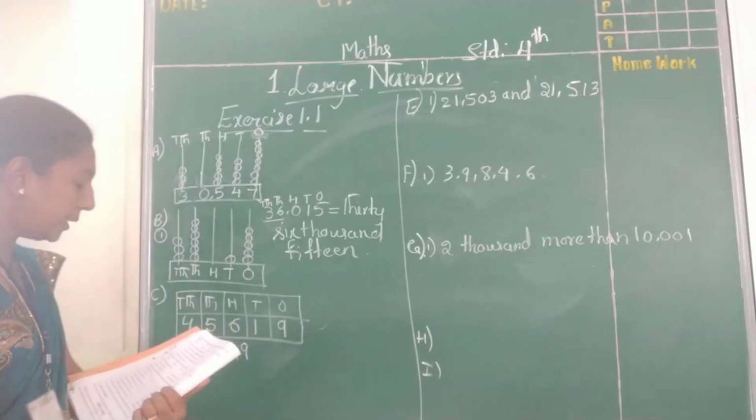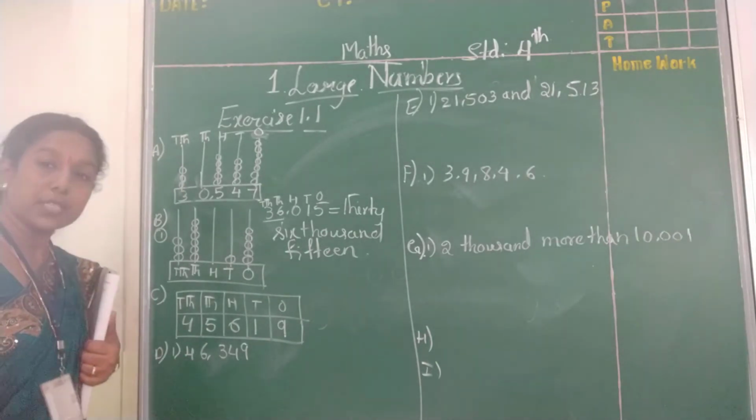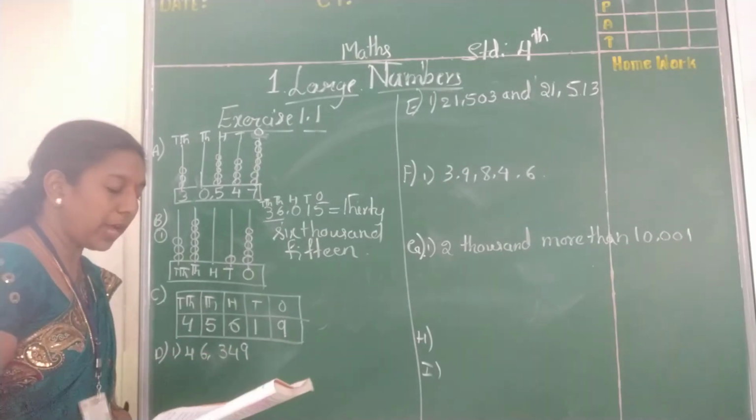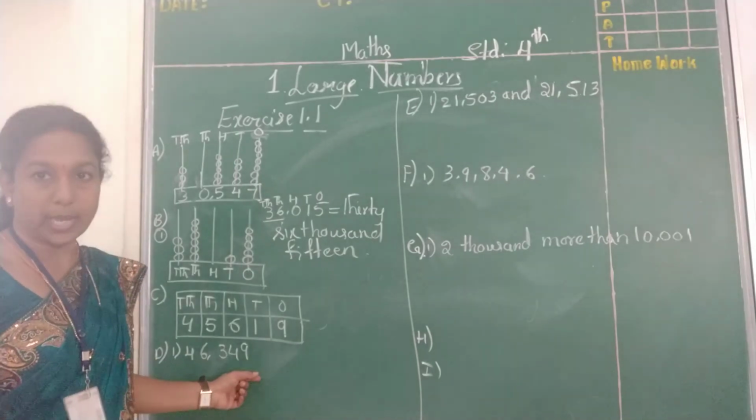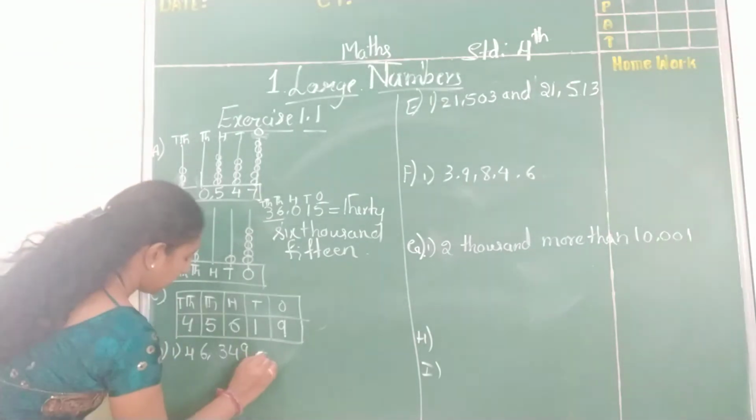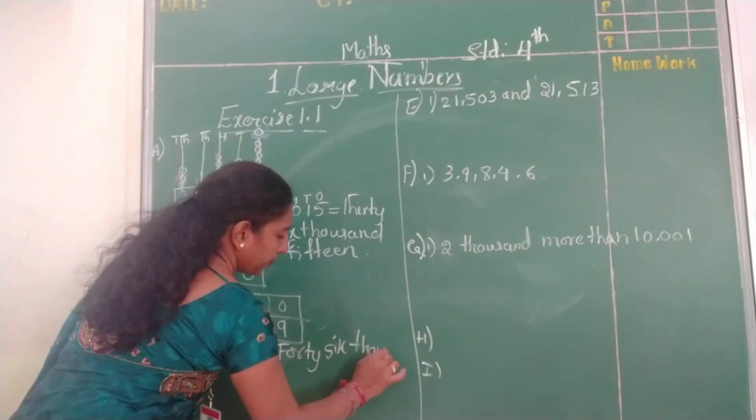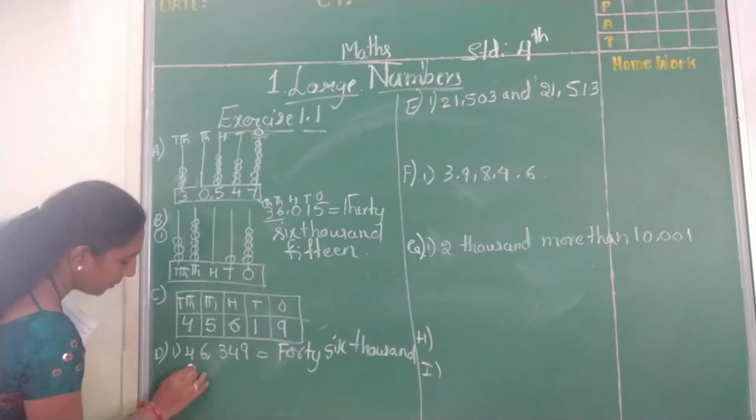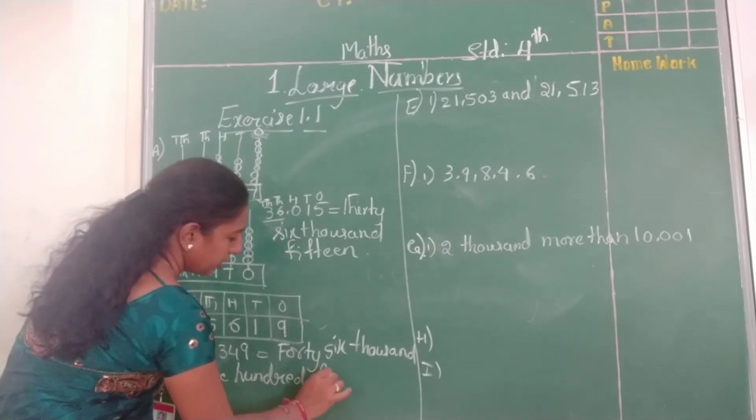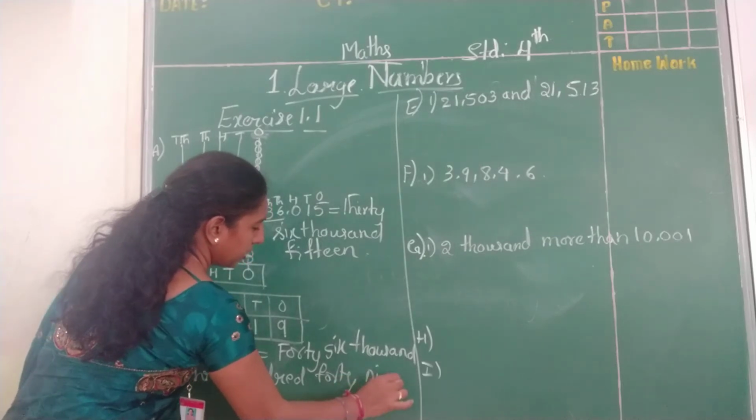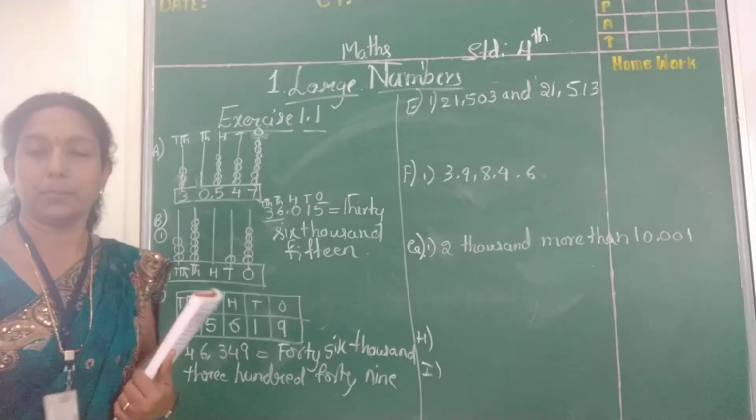Next question. Read the number and write the number names. So here they are given the number, and first we have to read it and then we have to write the number name. So how to read it? 46,349. So the same way we have to write the number name also. Like this. 46,349. So this is how we have to write the reading and writing of the number names.